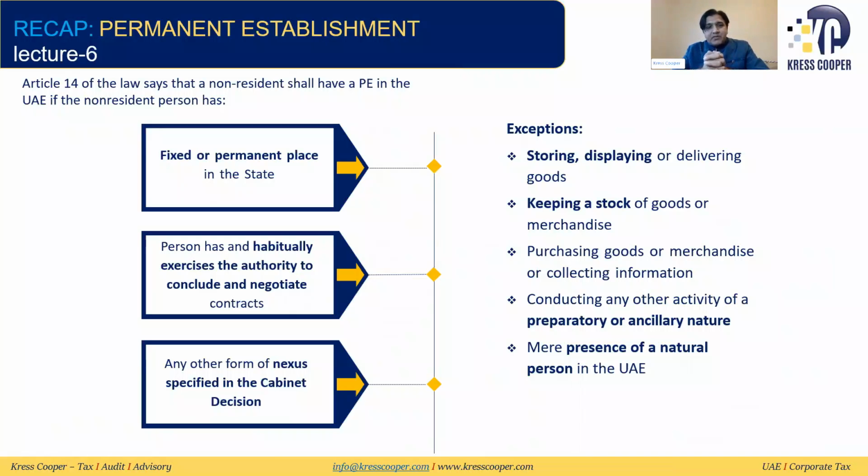We have established that a fixed or permanent place of business in the UAE will be considered a permanent establishment. Any other person who habitually exercises the authority to conclude and negotiate contracts on behalf of a non-resident person will be included in the PE, or any other form of nexus that is specified in the cabinet decision will be considered PE as well.